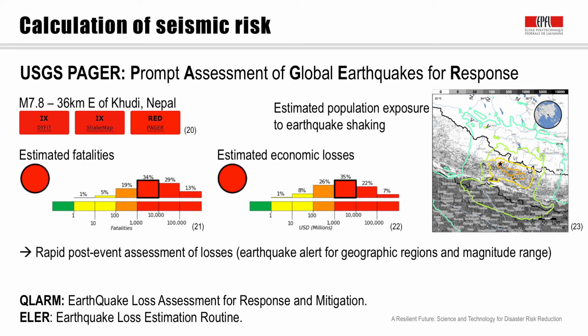Users can also sign up for earthquake alerts for custom geographic regions and magnitude ranges through the USGS Earthquake Notification Service. Other seismic risk tools include the Earthquake Loss Assessment for Response and Mitigation, QLARM, which provides loss estimates for scenario earthquakes, that is, which are likely to occur in the future, and loss estimates for earthquakes just hours after they happen anywhere on the planet. Another tool is the Earthquake Loss Estimation Routine, developed as part of an European project, which provides rapid estimation of earthquake shaking and losses in the Euro-Mediterranean region.